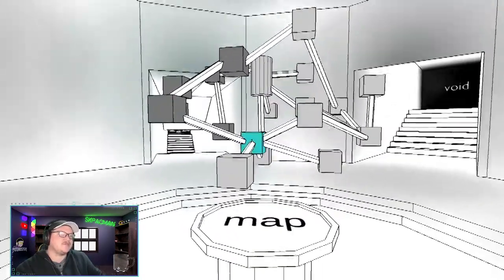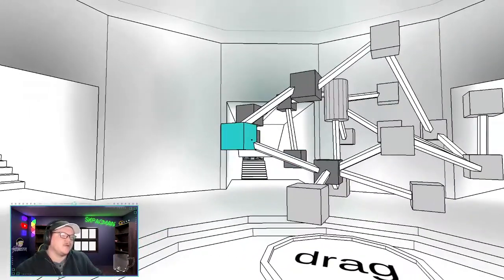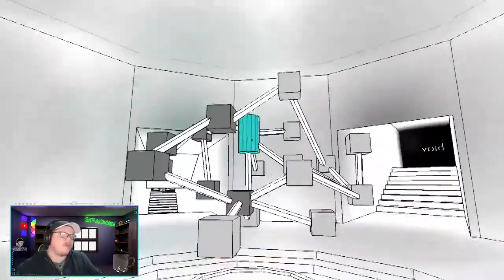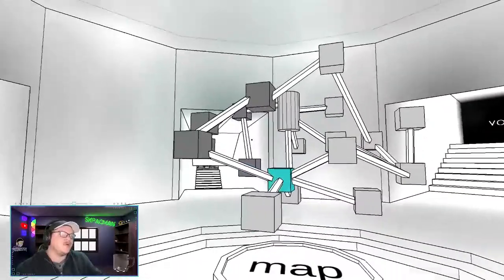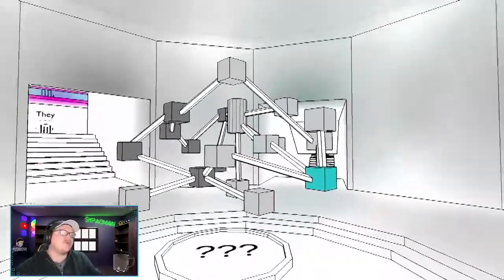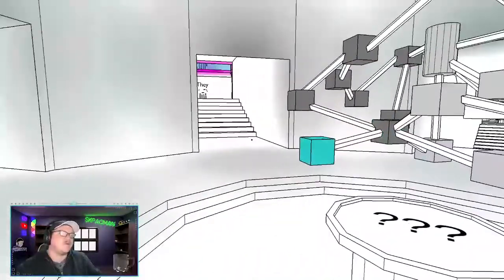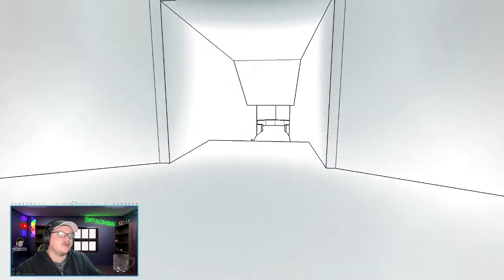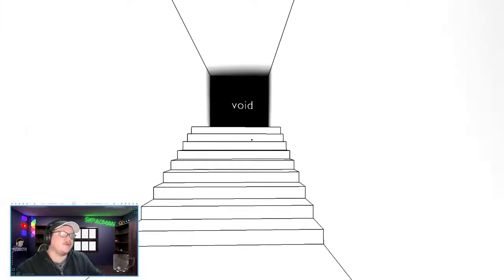Okay, so this is where we are, and that's where we just came from. So this is a map of the whole place. Interesting. All the dark gray boxes we've been to, all the light gray boxes we haven't. And we've already been to a ton of places. We just came from drag. Let's go to gender void.